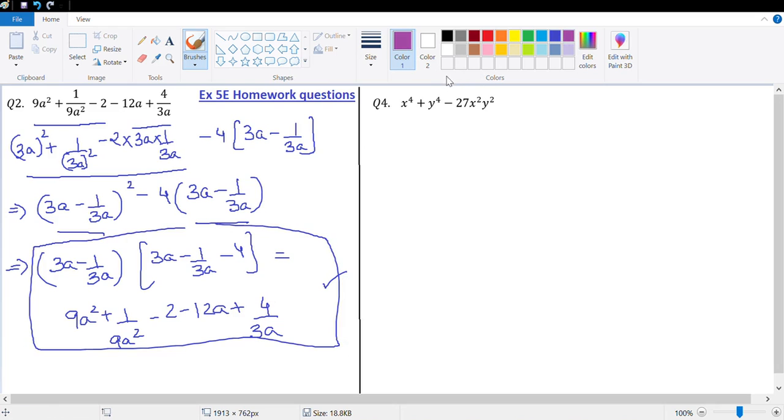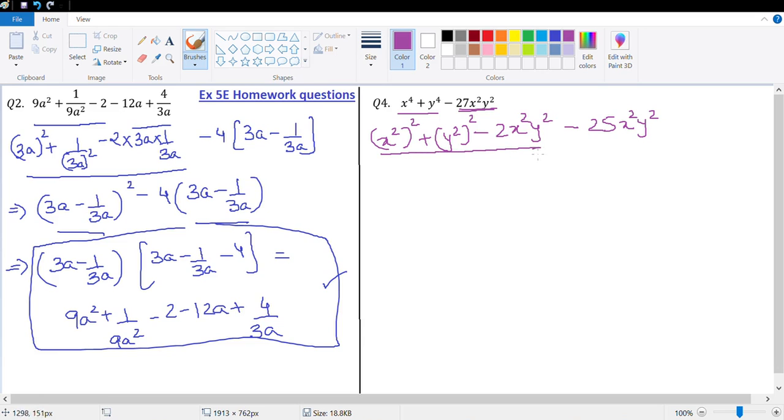That was question number 4. So this first two term is x square whole square, and this is y square whole square. I have 27 here, which means if I break that 27 into minus 2x square y square and minus 25x square y square. So all I have done is broken 27 into 2 and 25. If I take 2 with the first two terms and I leave the second term here. So what the first three terms give me is x square minus y square the whole square, and the second term is minus 5xy the whole square.